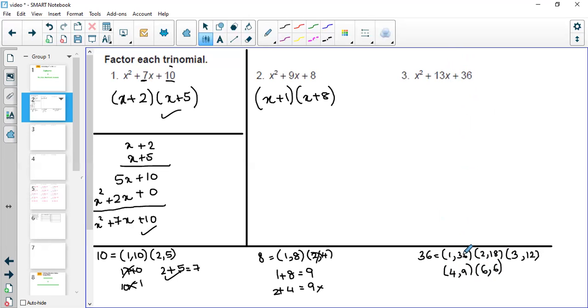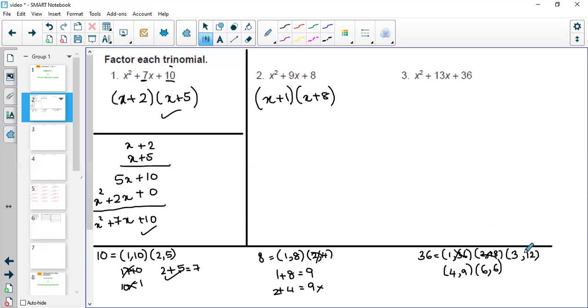So 1 and 36, do you think that would give me a 36 if I would add or subtract 1 and 36? Nothing. So we rule that out. How about 2 plus 18? 2 plus 18 will give me a 20. 2 minus 18 would give me a negative 16. Or 18 minus 2 will give me a 16. So not this, because we need a positive 13.